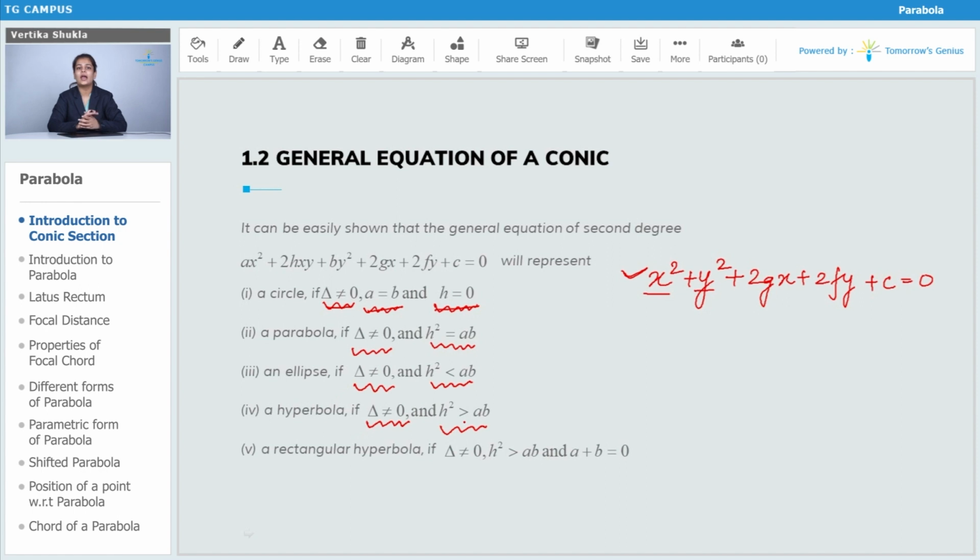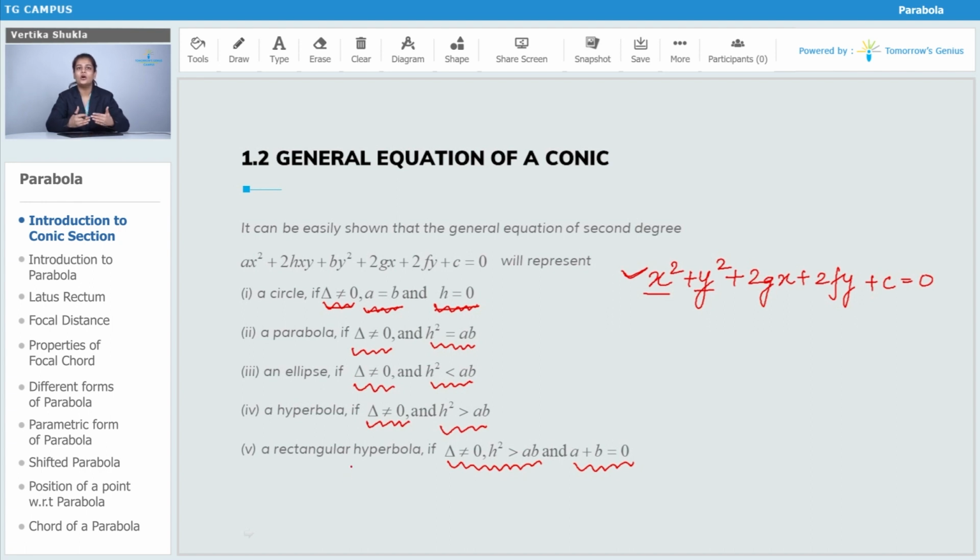Coming to the fifth and the last part, which is a rectangular hyperbola. Rectangular hyperbola is not asked that much in your JEE exams, but still it is a part which you must remember in case there is any question. Okay, so if delta is non-zero and the value of h square is greater than ab, then we know that it represents a hyperbola. But along with this, if you get a plus b also equal to 0, that means the coefficients of x square and y square add up to give you 0. In that case, you get a rectangular hyperbola.